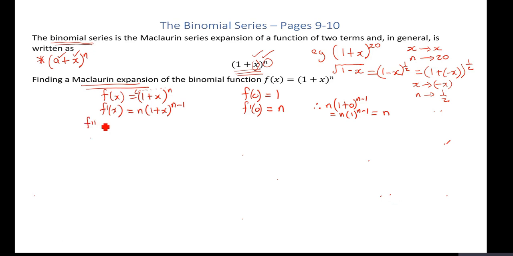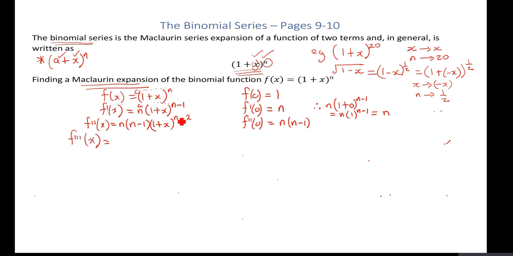Now look carefully. Look at the second derivative now. I have to take this n minus 1 and multiply there. So I'll get n times n minus 1 times 1 plus x, and now I must subtract 1 from n minus 1, n minus 2. And my second derivative at 0 will be n times n minus 1. Can you see a pattern emerging? Let's look at the third derivative.